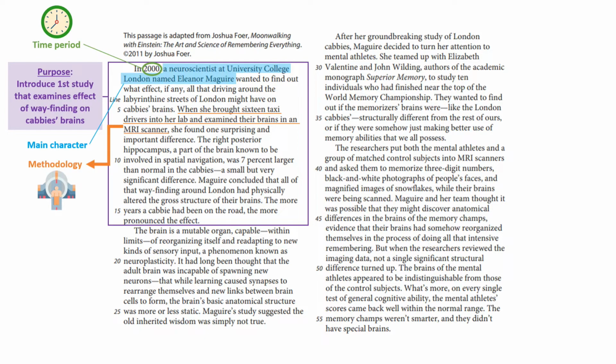This underlined portion describes the methodology of Maguire's study. A lot of science passages read like condensed versions of scientific papers in which you might see an abstract, introduction, methods, results, and discussion section.